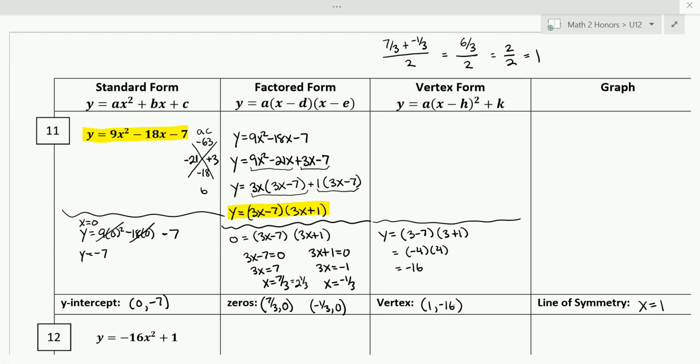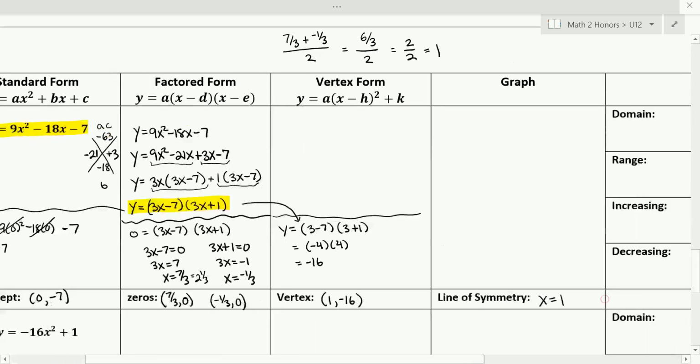Question? From here, I plugged in 1 for x. And when you plug in 1, it's 3 times 1 is 3. Okay. Where would you guys like to go now?